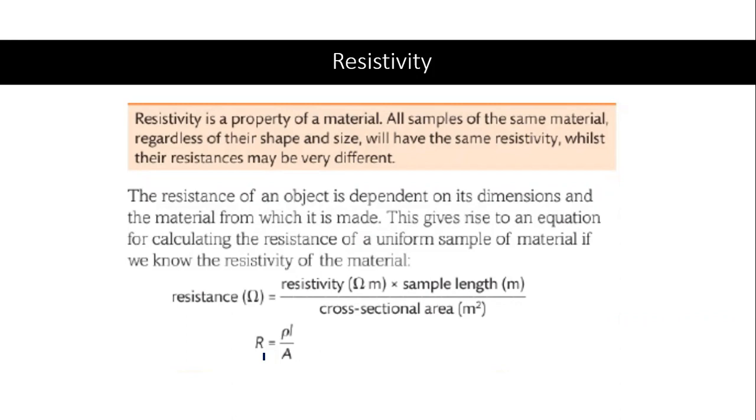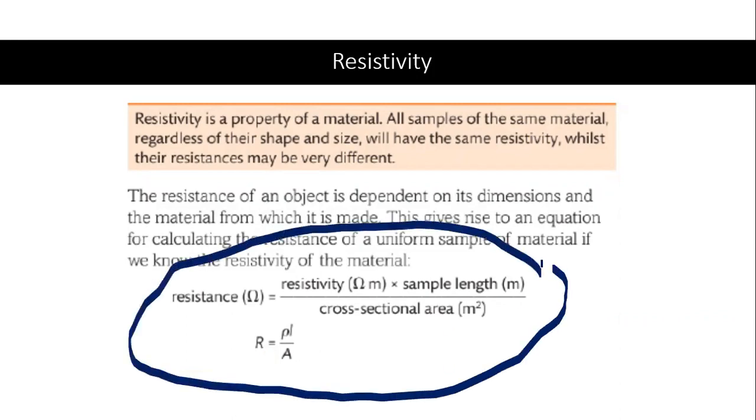Secondly, what is the length? And thirdly, what is the cross-sectional area? This is the formula for resistance that you guys can use. Resistance is equal to resistivity multiplied by length divided by cross-sectional area. Resistivity, the unit for resistivity is ohm meters. Okay, so ohm meter is the unit for resistivity.